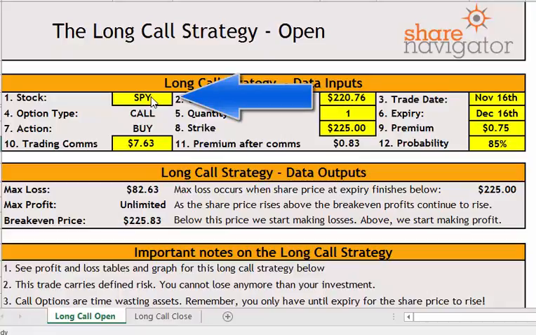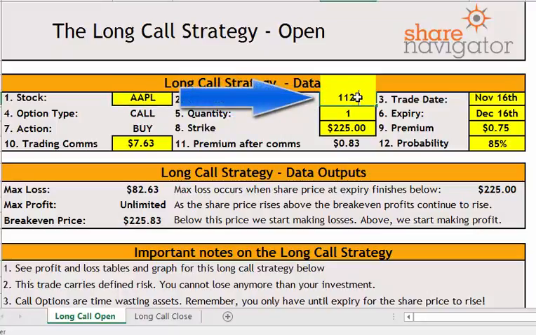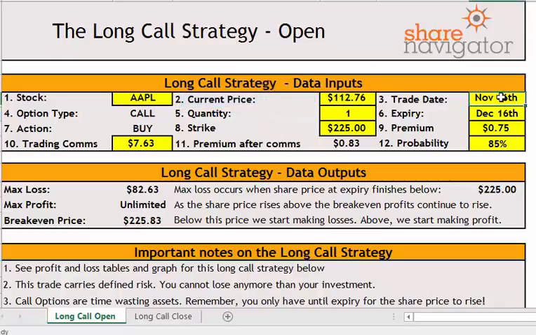Let's say we wanted to do a long call on Apple. So we're going to click into where the ticker symbol should be, and we're going to change that to Apple. And the current share price of Apple is, let's say, 112.76. The trade date, well, today's date is November the 28th, so we're going to change that date to November the 28th.